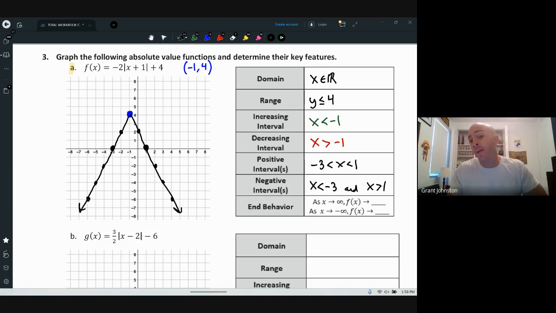And the end behavior for this, it's negative in both directions. So I'm going to say negative infinity in both directions. As x increases, y decreases. And even as x decreases, y decreases. It's going down in both directions. So I'll let you finish up the rest.